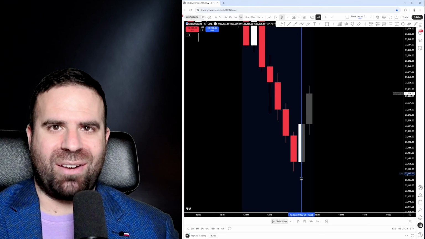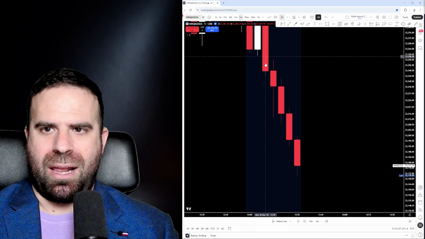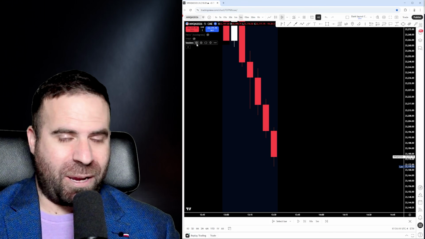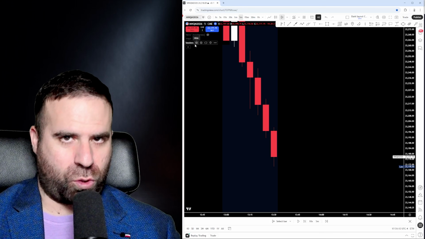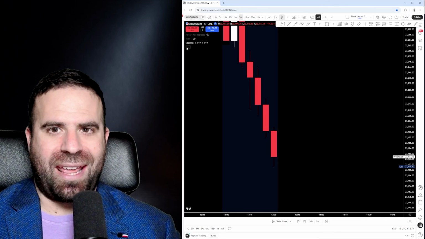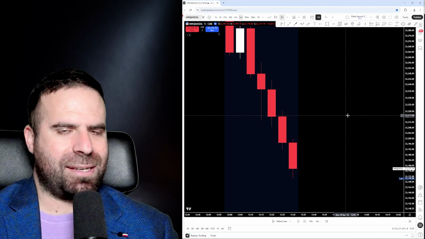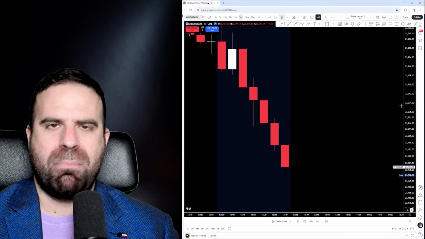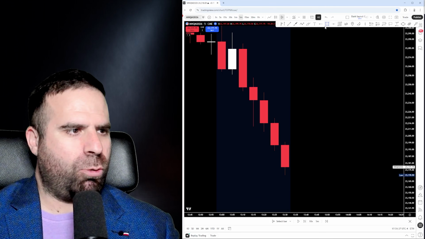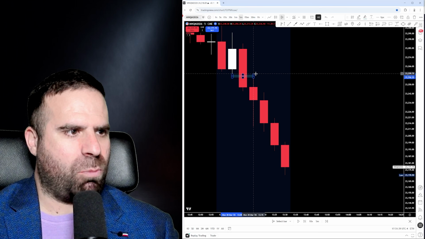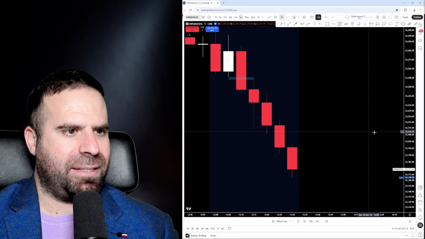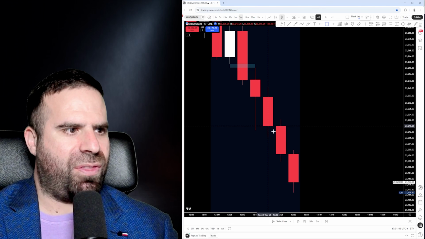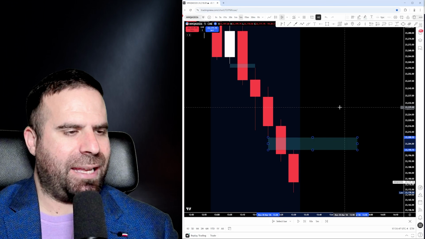So what is the inversion fair value gap? Let's assume that we have a move such as this one right here. And by the way, I have the sessions open in order to show you that it works on every single session. This is a down move, as you can see on the 5-minute time frame. And we have fair value gaps such as this small fair value gap right here, and a very clean fair value gap, which is exactly right here.